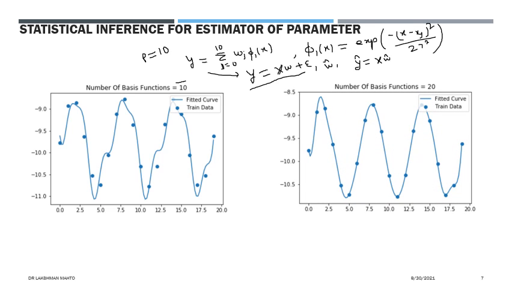Another thing is that if you increase the number of radial basis functions, the fitting will definitely improve. You can see that this one is a more improved fit of the data. So here p equals 20. If you take 20 radial basis functions, you get a much more improved fit.